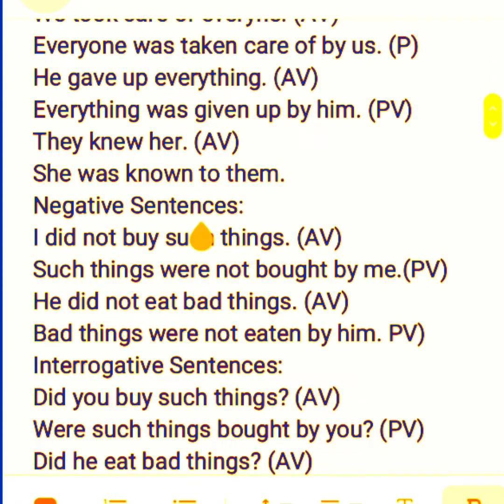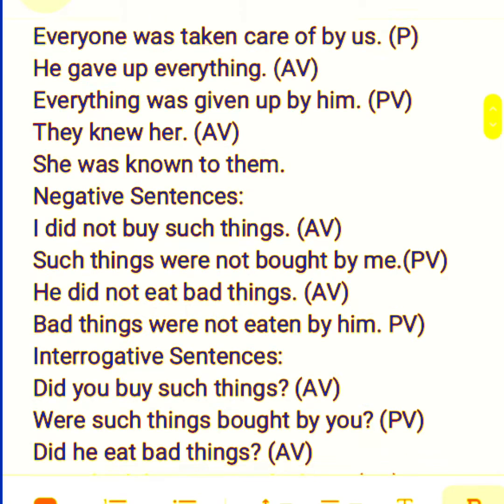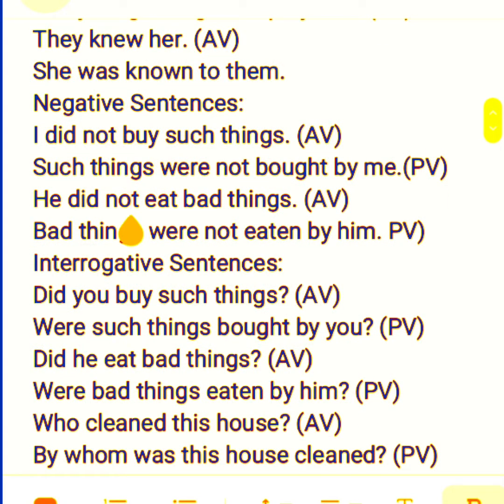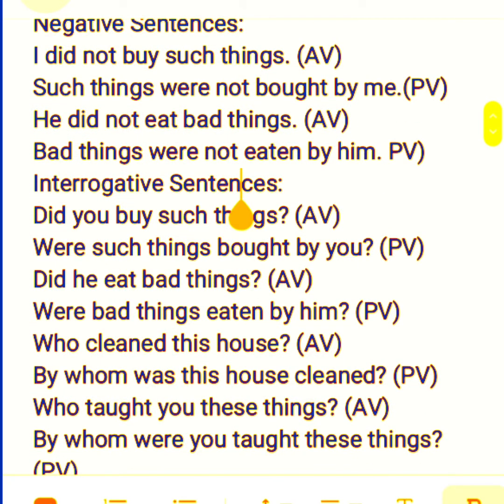Negative sentences. I did not buy such things, such things were not bought by me. He did not eat bad things, bad things were not eaten by him. Interrogative sentences. Did you buy such things? Were such things bought by you? Did he eat bad things? Were bad things eaten by him?